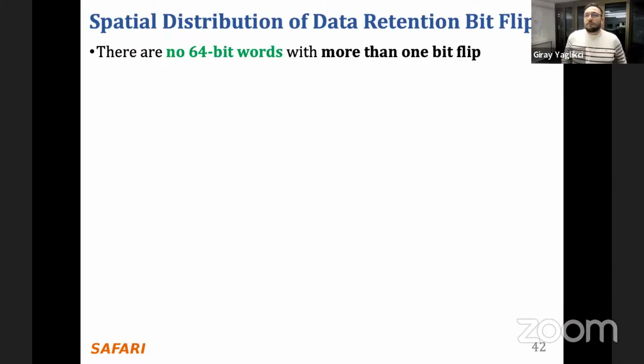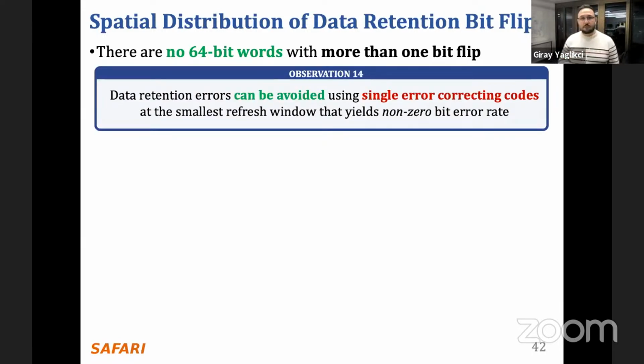We also look at the spatial distribution of data retention bit flips, and we observe that there are no 64-bit long data words that have more than one bit flip. So what this means is that you can just perform a single error correcting code mechanism on these, and once you have a data retention bit flip, it will not be more than one bit flip in a 64-bit word, and you can correct that error when it happens. So you can still reliably operate at the nominal refresh rate. You will have errors once in a while, but ECC, or error correcting codes, will correct them.